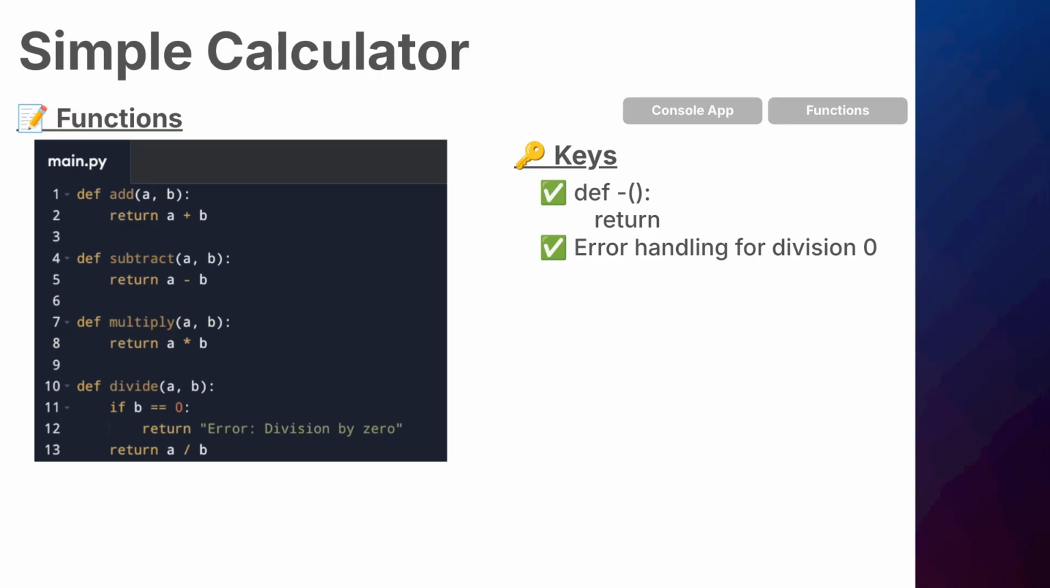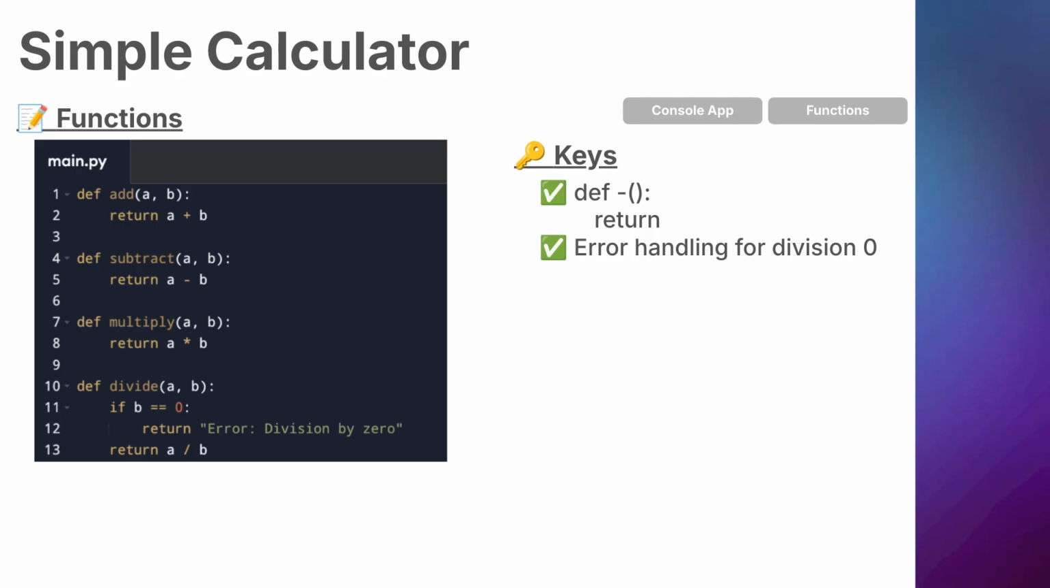After that, we define the multiply function. Again, the pattern is the same. The function receives 2 numbers and returns their product. By keeping the same style in all 3, you can see the structure repeating, which makes your code predictable and easier to read.